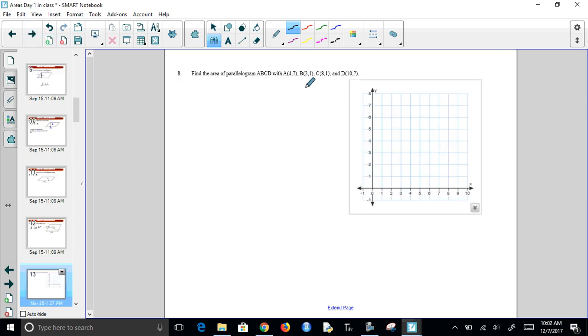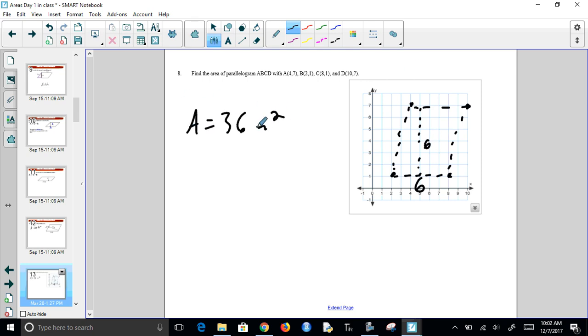Now we have a parallelogram at (4, 7), (2, 1), (8, 1), and (10, 7). So now we have to think about what kinds of information we need. Well, we need to figure out this distance from 2 to 8 is 6. That was easy. Now we need to find this distance, that's from 1 to 7. That's 6. So the area is 36 square units. It's supposed to be a u.